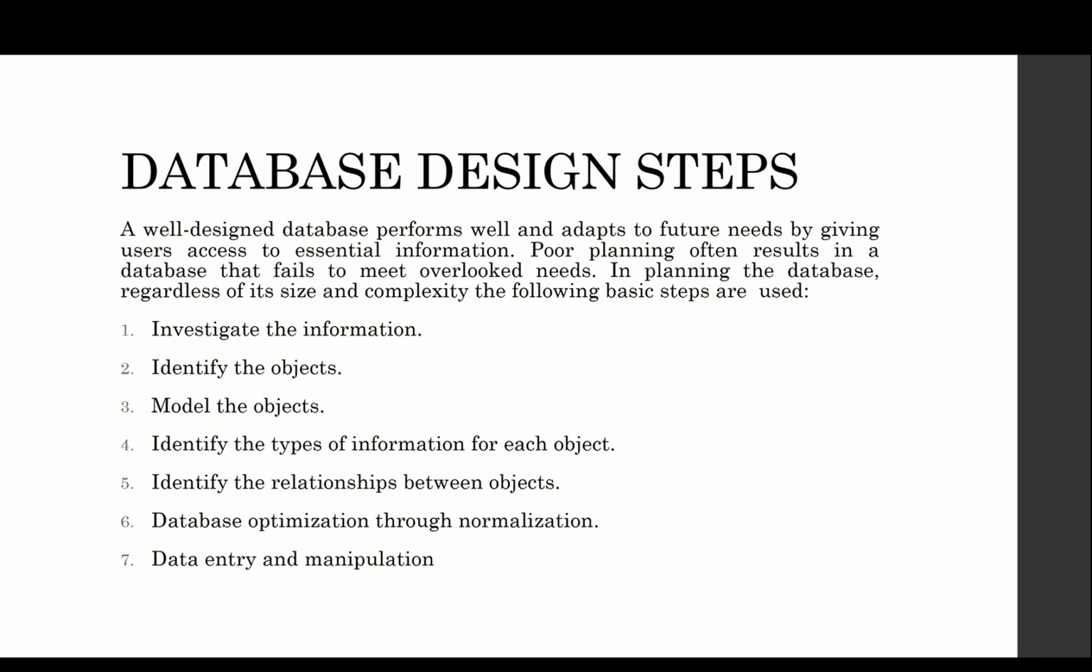After identifying the objects, now you are going to model those objects. Then after modeling the objects, you need to identify the types of information for each object. Then identify the relationship between the objects. What is the relationship between the student and the school fees? The student pays school fees. What is the relationship between student and subject? The student studies a subject. So you identify the relationships between those objects.